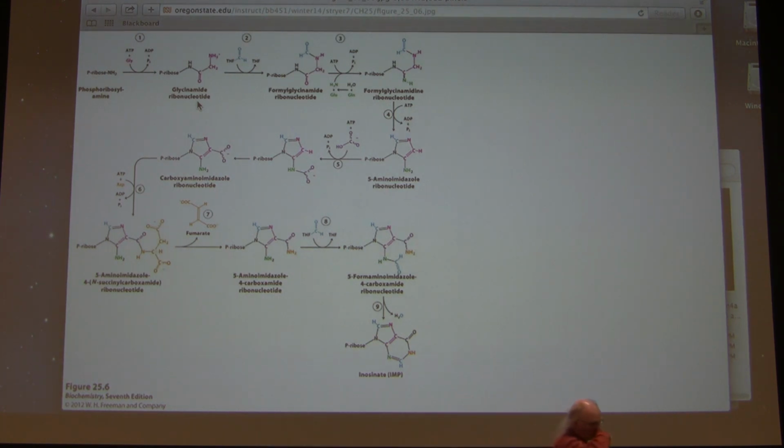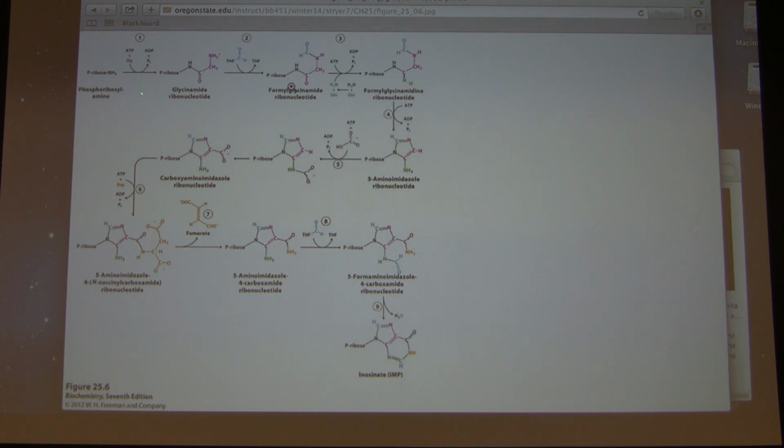Okay. Well, let's look at this. Again, there are a lot of intermediates and a lot of structures. We're not going to go through and memorize these names or these structures. But I do think you should know that the synthesis of purines starts with PRPP, that is, with a ribose ring.